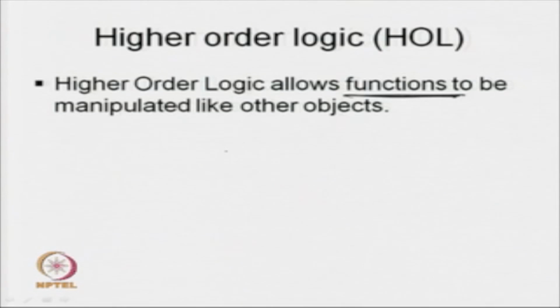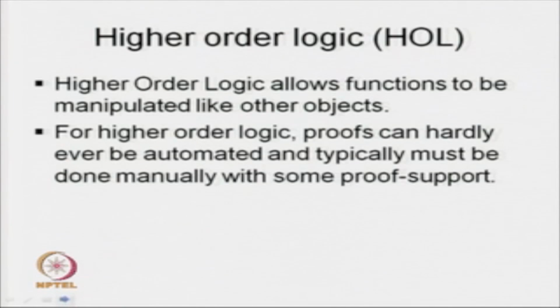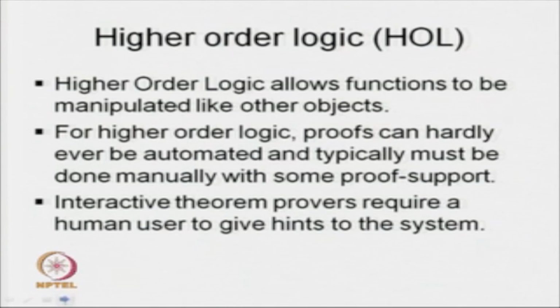That means now it becomes more expressive. So, expressive power is more. We can express many more things with higher order logic, but since it is complex, reasoning with higher order logic is also complex. For higher order logic, proofs can hardly even be automated, and typically must be done manually with some proof support. So, this is the finding that we have. Because it is complex, automation is not possible, but partial automation may be possible. So, we can say that interactive theorem provers require a human user to give hints to the system.